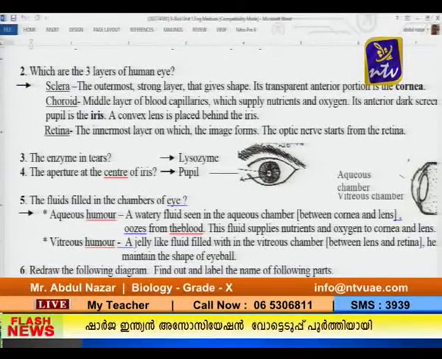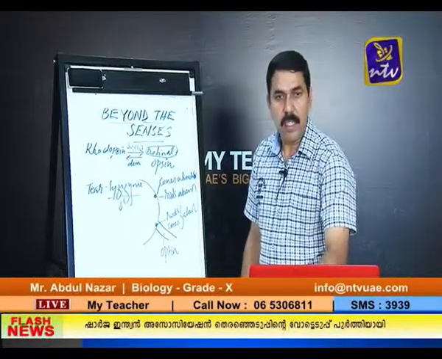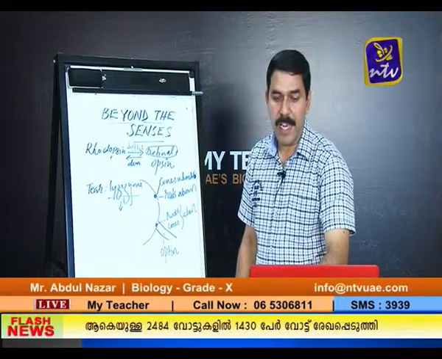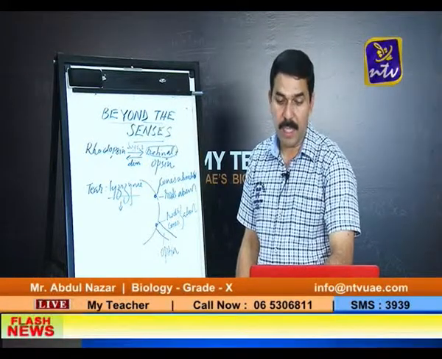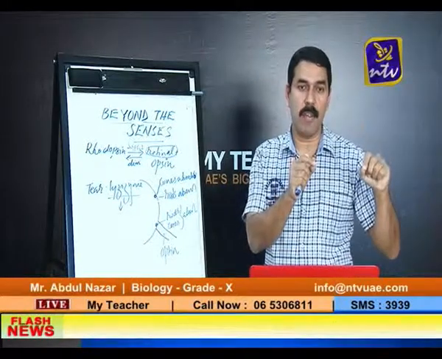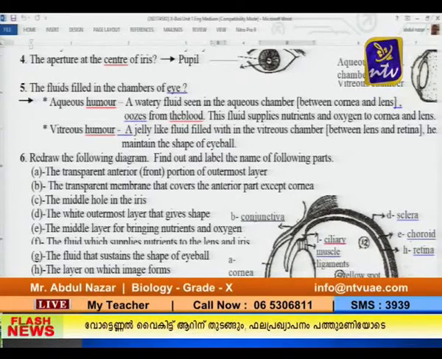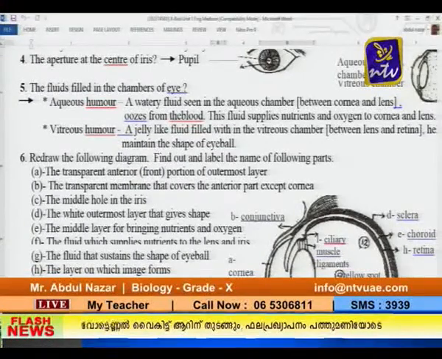Then let us see one of the most important questions expected from this part. In the question paper they will give you a diagram of the eye, a section of the eye, and some questions will be asked. So you have to redraw the diagram and answer the questions that follow. Let us see which are the important questions asked from this part.